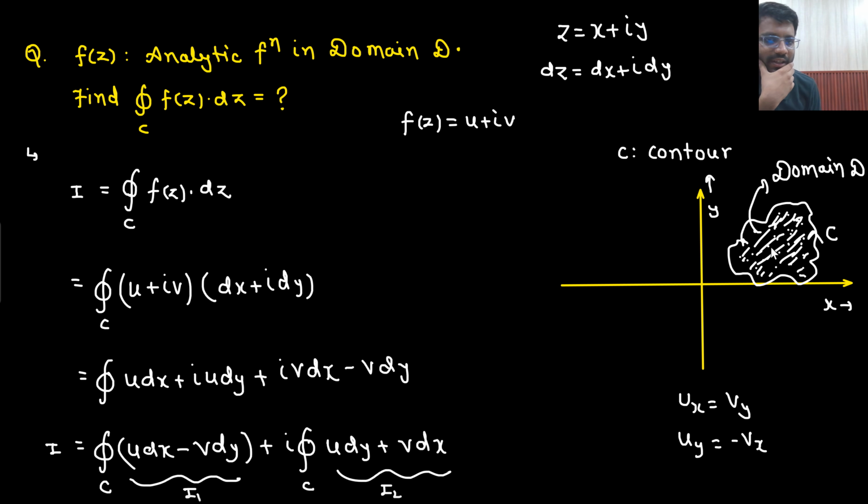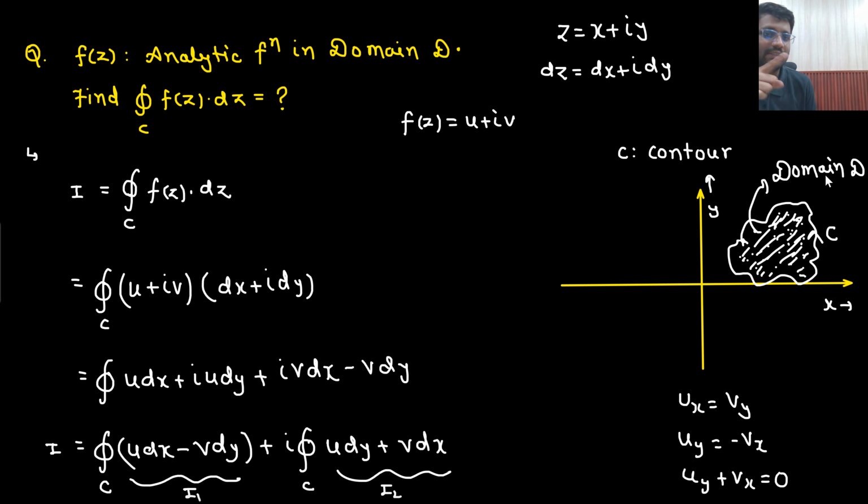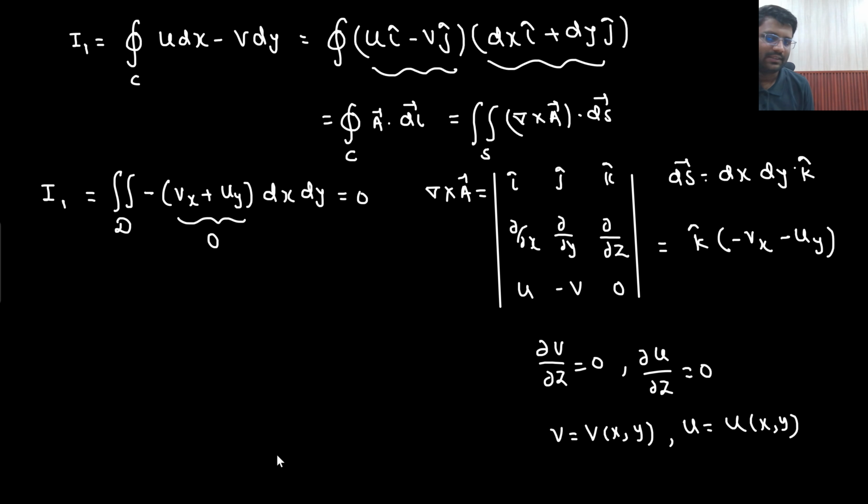Now in this domain D, you know that the function is analytic, and if the function is analytic, then ux is equal to minus Vx. That means ux plus Vx equals 0. So ux plus Vx is nothing but 0 only. So what is the answer you are getting here? I1 is coming out to be 0. Is that clear or not? Absolutely clear, sir. In the domain D, the function is analytic. Answer is 0. What about I2?